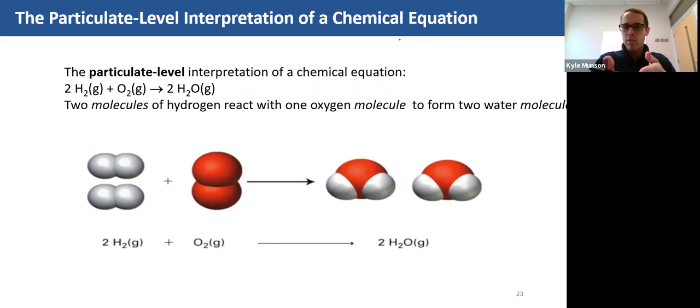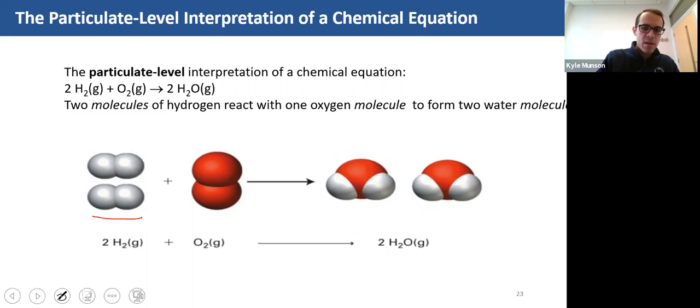At the particulate level, we can interpret chemical equations like this one, in which hydrogen gas plus oxygen gas gives us water, as two molecules of hydrogen react with one molecule of oxygen to form two water molecules. And that's what we have here. These are the hydrogen molecules reacting with one oxygen molecule to give us two water molecules.